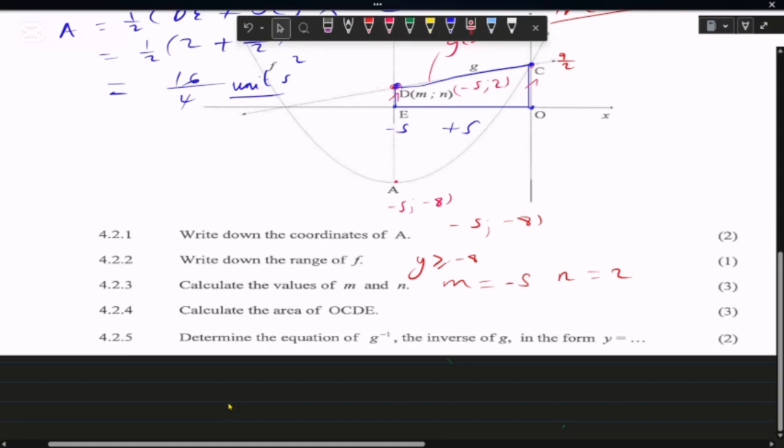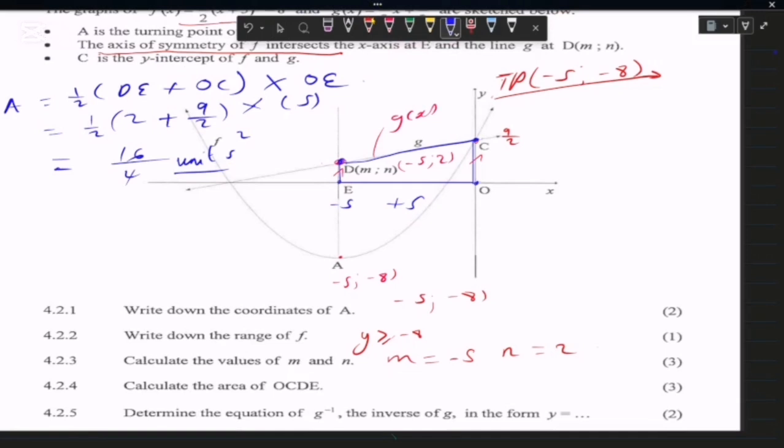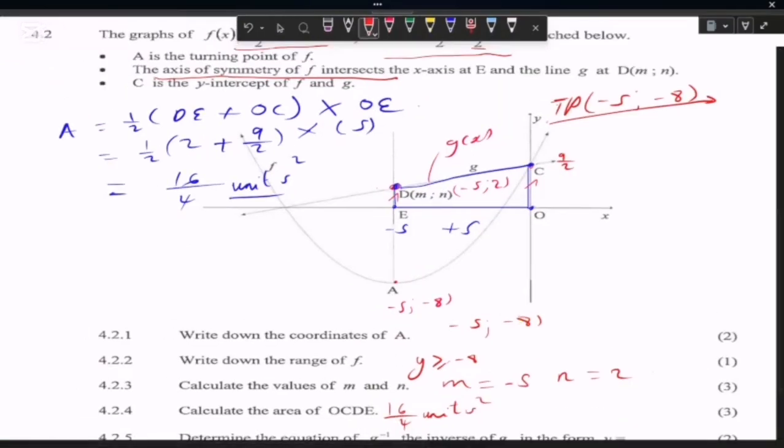Okay, so that was 4.2.4. Now let us look at 4.2.5. Now 4.2.5 is a very interesting scenario because they want us to determine the equation of g to the negative 1. So this guy is 16 over 4 units squared. Okay, and then now we want the inverse of the graph of g. So let's remove that.